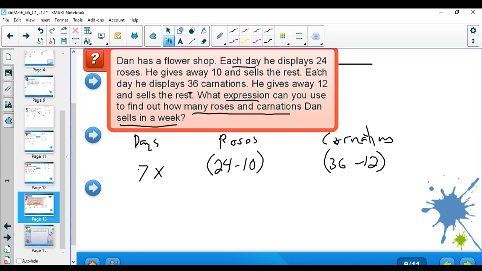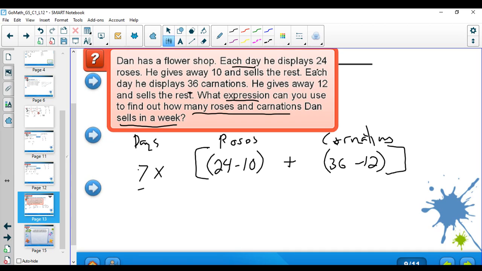So let's see, we have our roses he sells each day. We have our carnations he sells each day. I want to know about both of them, so I'm going to add them together to make sure that I know that this is happening week by week. I'm going to group these two things together because I need to know how many roses and carnations he sells each day. And then I need to multiply that by 7 days to figure it out for the week.